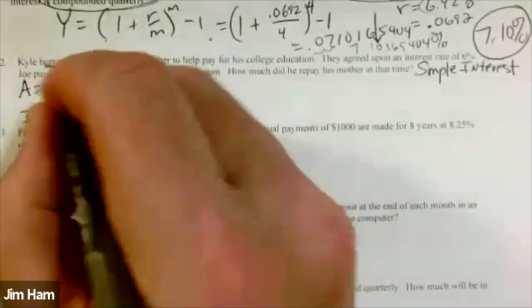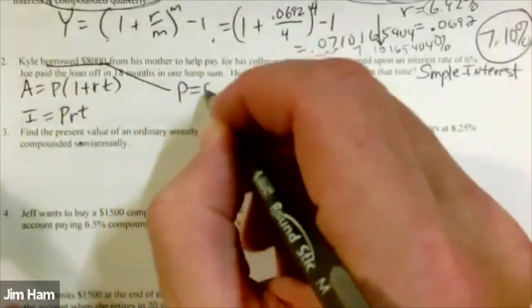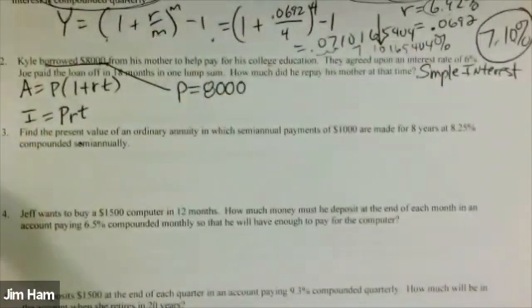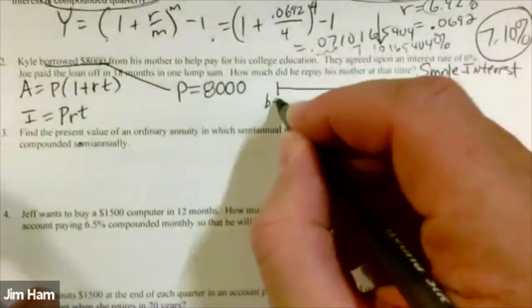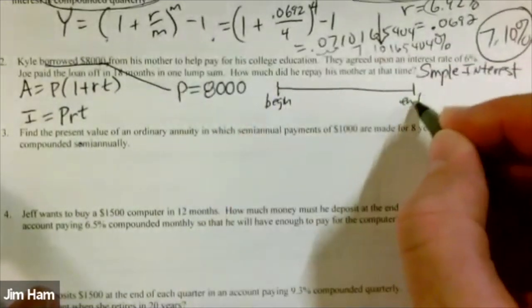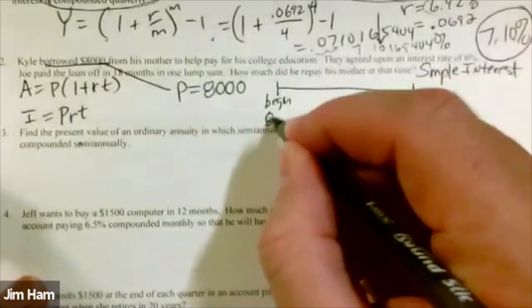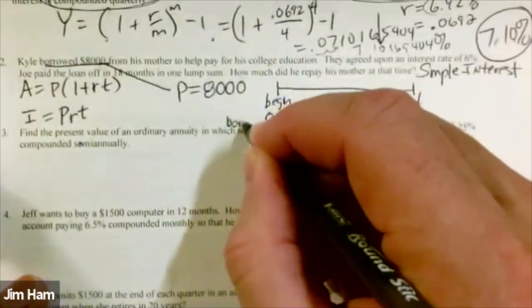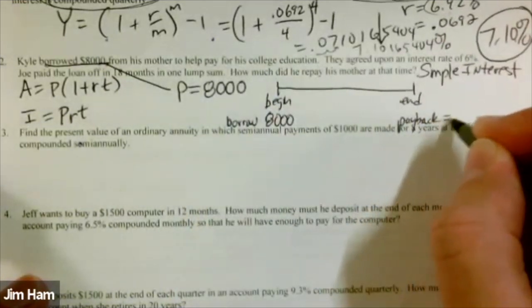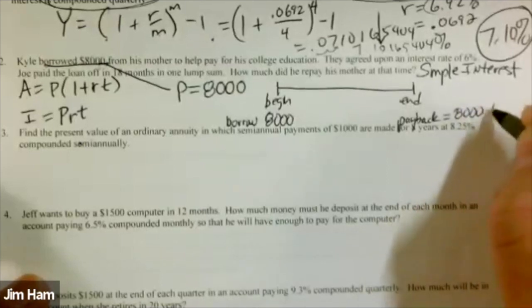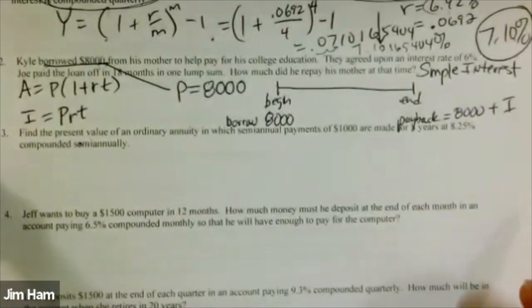Okay, so Kyle borrowed $8,000. That's the initial amount. And to keep it all straight, you can say begin and then end. Begin, borrow, 8,000. Payback at the end equals the 8,000 plus whatever interest is owed. So maybe a little diagram like this will help you to decide what each of these variables might be.